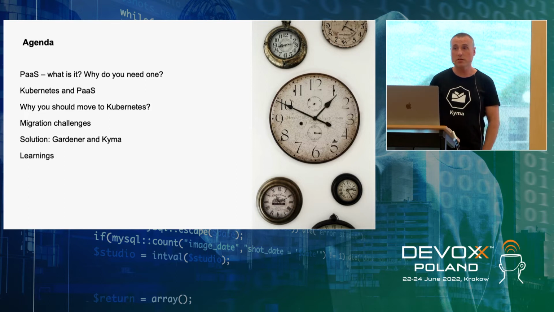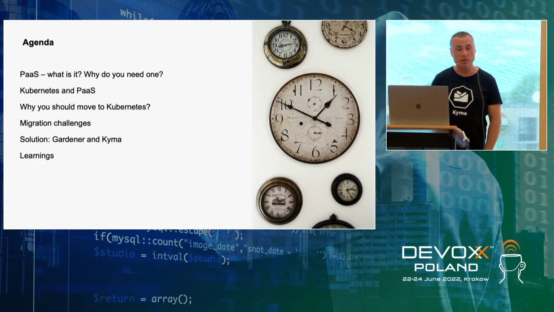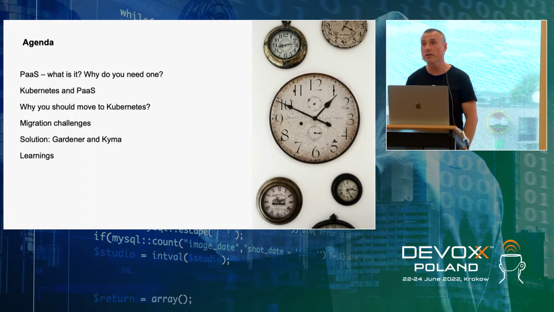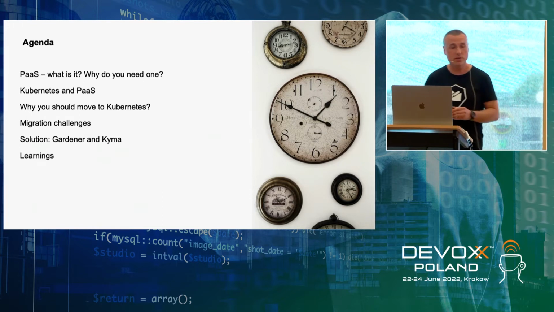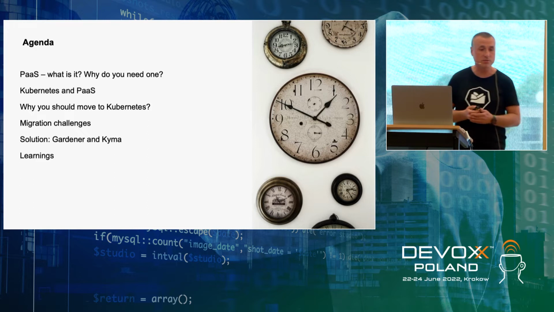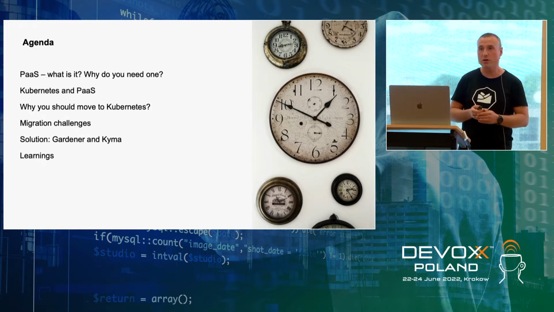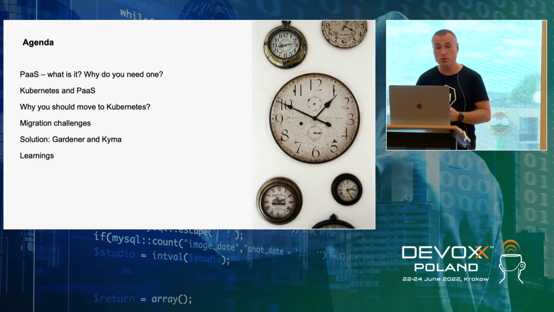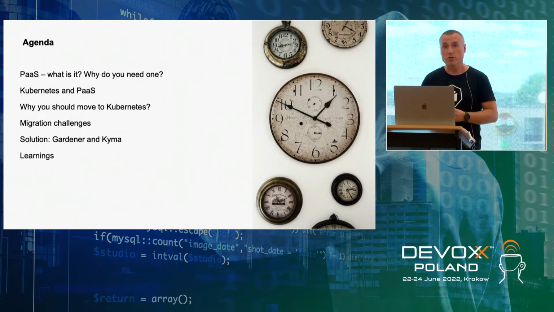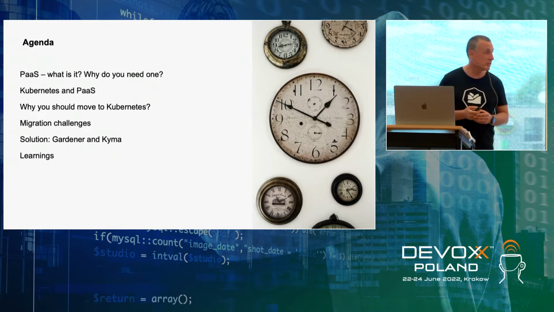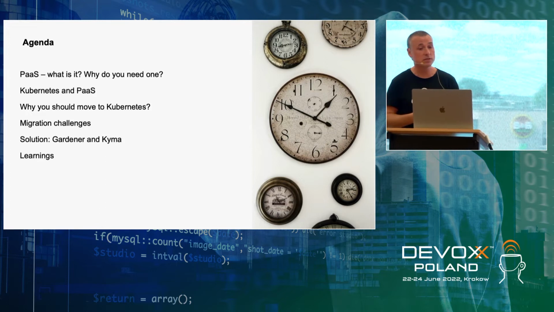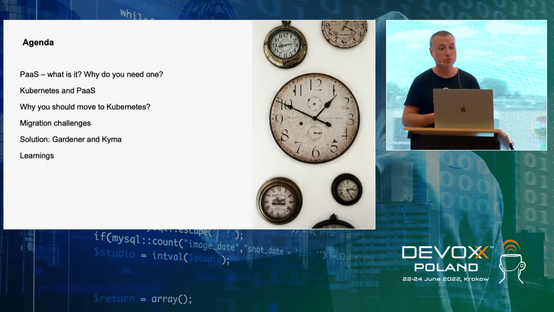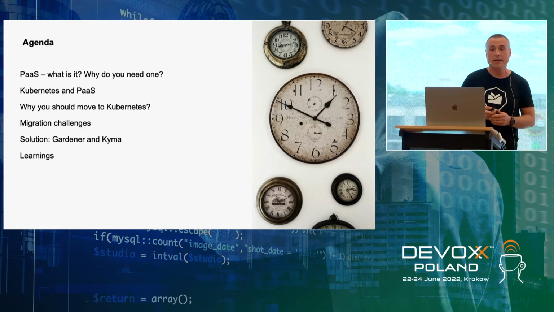So first topic is what is platform as a service, PaaS? Why do you need one? How is Kubernetes related to PaaS? Is it a PaaS? Why should you move to Kubernetes at all? And then this war story about our migration challenges, our solutions to those challenges, and what we've learned. And I hope that our learnings will help you to not make the same mistakes we did and make this journey more smooth for you if you are not there yet.